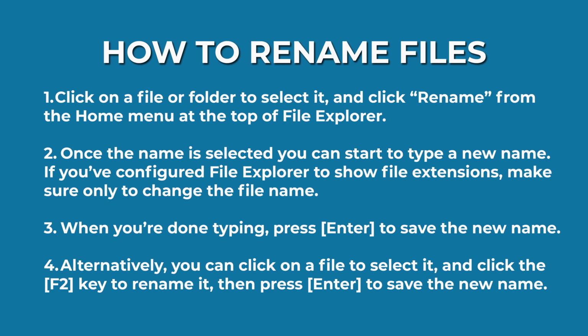Now, if you're using Microsoft Windows 10, do the following. First, click on the file to select it. Then click Rename from the Home menu at the top of File Explorer. Once the name is selected, you can start to type the new name. If you've configured File Explorer to show extensions, make sure only to change the file name itself and not the extension. Remember, all of your image files or scanned documents should have a .jpg extension.